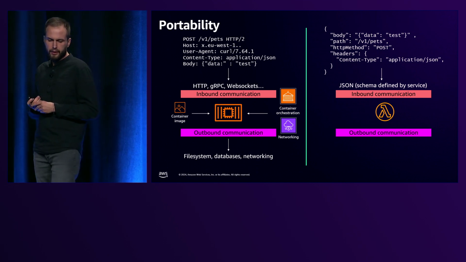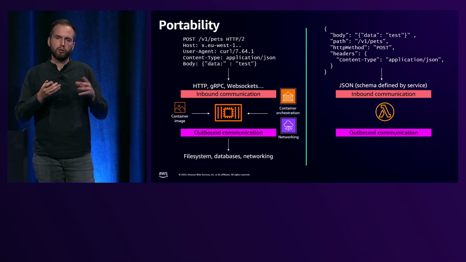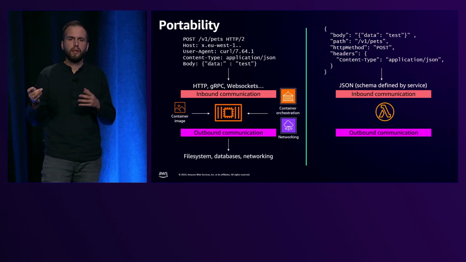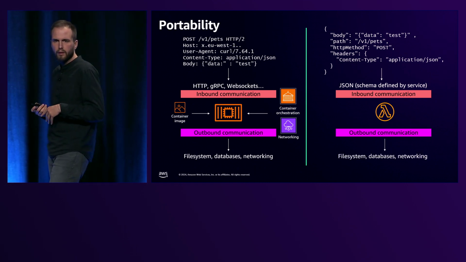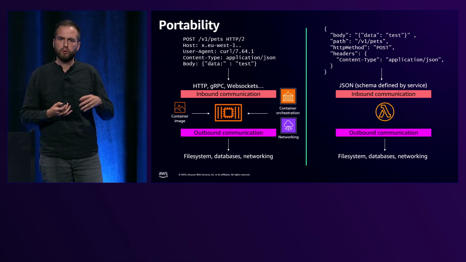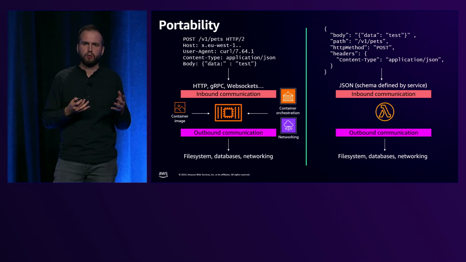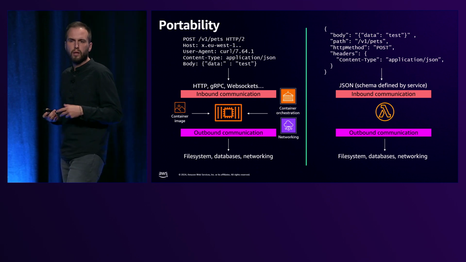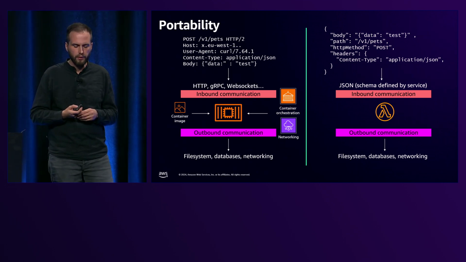Lambda here is actually invoked by the different services, and the structure that I get as an inbound communication is a JSON payload, and the schema is defined by the service that's actually calling the function. Outbound communication, I have VPC-enabled Lambda functions, so I can talk with things inside my network, and I can talk to DynamoDB, I can also talk to relational databases, and file systems also, Amazon EFS, for example, or local temp storage.